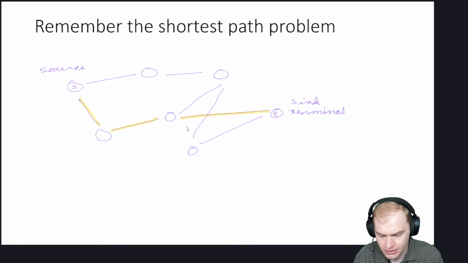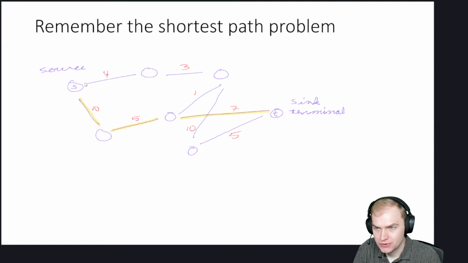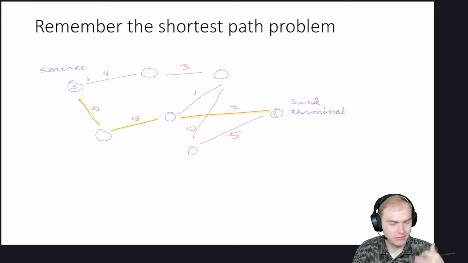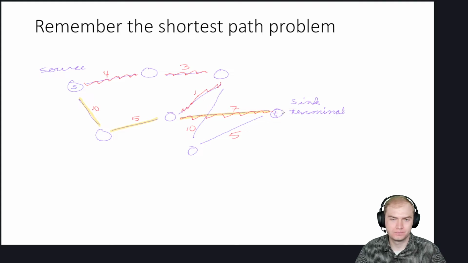But we also could have weights on our edges. Maybe this is 10, 5, 7. Maybe this is 4, 3, 1. Let's say 10, 5 again. Well, if we have those weights, the shortest path is not the minimum number of edges, but it's the minimum total weight, which is this path. That's the goal of the shortest path problem.